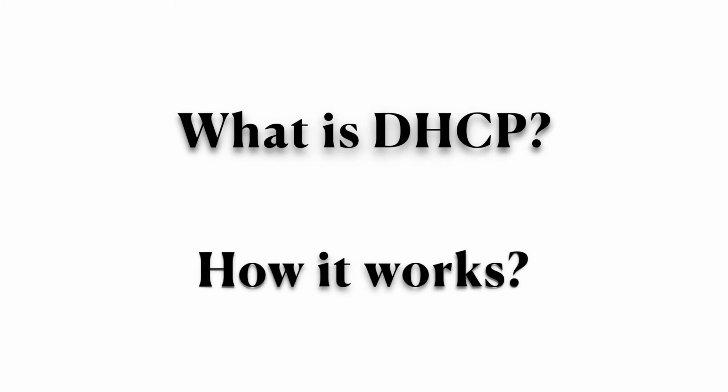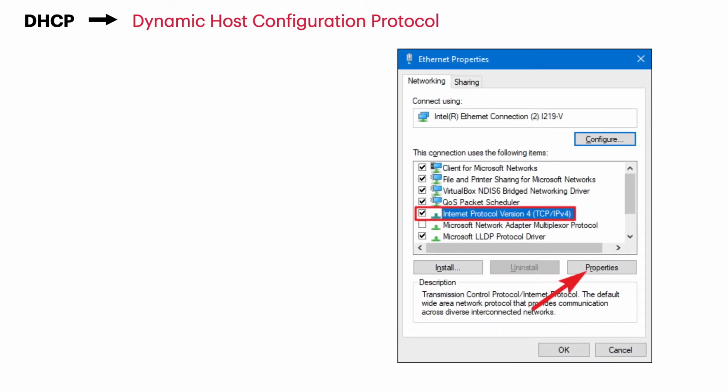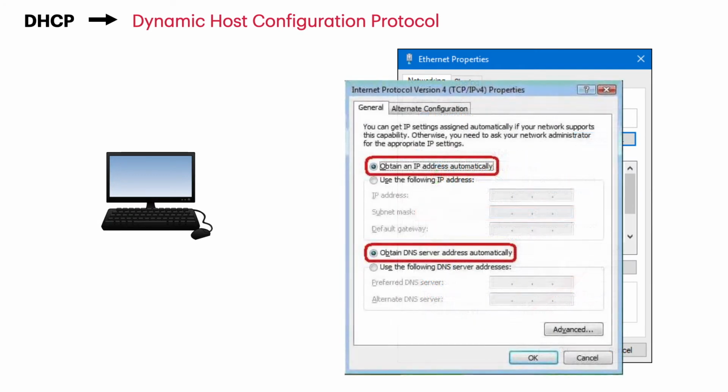Today we are going to learn what is DHCP and how it works in a computer network. DHCP stands for Dynamic Host Configuration Protocol and it is used to assign TCP/IP settings to end systems like computers dynamically if the automatic IP settings are enabled for them.